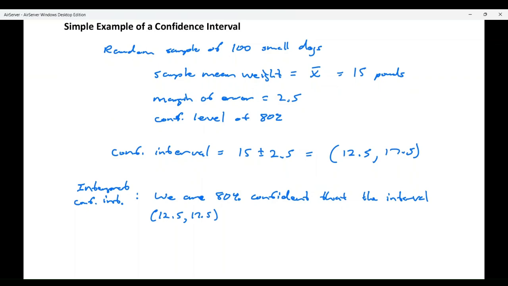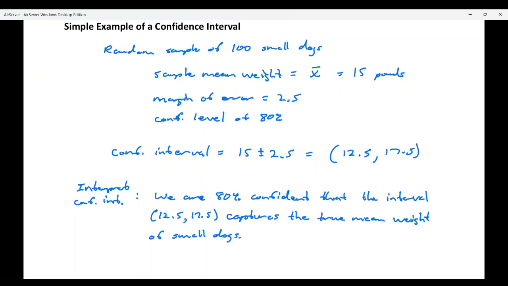I like to use the word captures. You can certainly say this in a number of different ways, but I'll explain why I like the word captures in a minute. Captures the true mean weight of small dogs. So that's how we would interpret the confidence interval. We're 80% confident that that interval captures the true mean weight of all small dogs, right? We're talking now about the population.